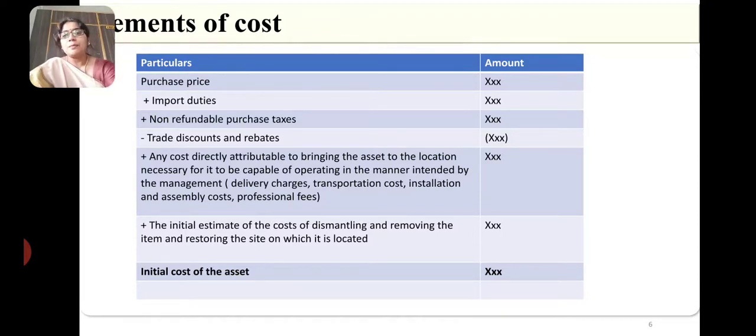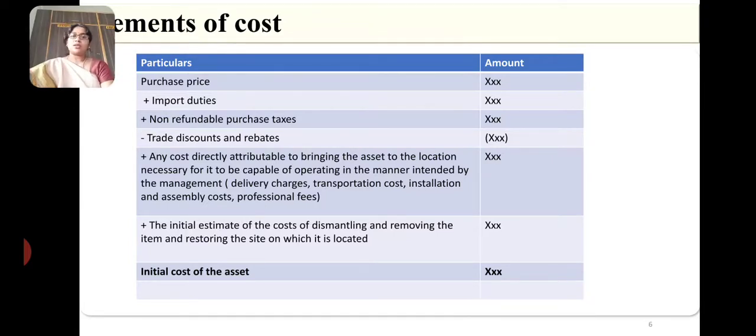Then we also add the initial estimate of the cost of dismantling and removing the item and restoring the site on which it is located. This is very important, often students get confused with it. See, I am buying a plant or constructing a plant and I am going to use the plant for 7 years, for example. After 7 years it has to be dismantled, and for such dismantling I may incur some expenses. According to Ind AS 16, any such estimated dismantling amount also should be added to the cost.